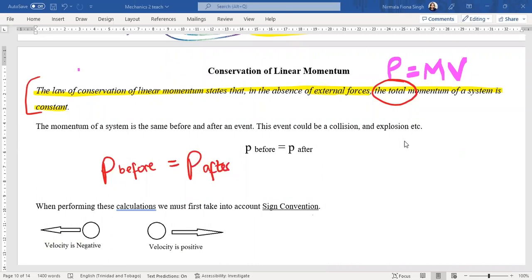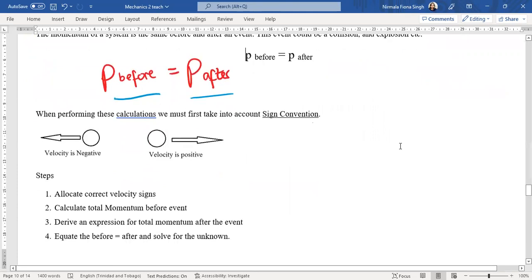law of conservation of linear momentum. Linear simply means to move in a straight line, because we take the simplest aspects of CSEC. The momentum before an event is equal to the momentum after an event. Now, this is a calculation-based topic, and we have several steps to take when we are dealing with this branch of physics. All right.